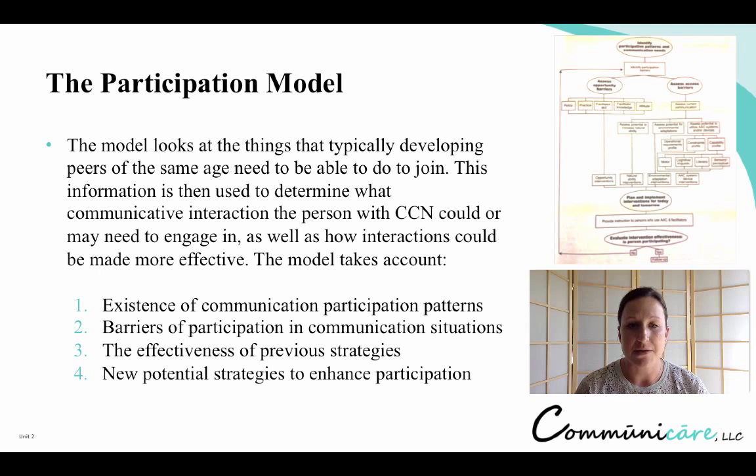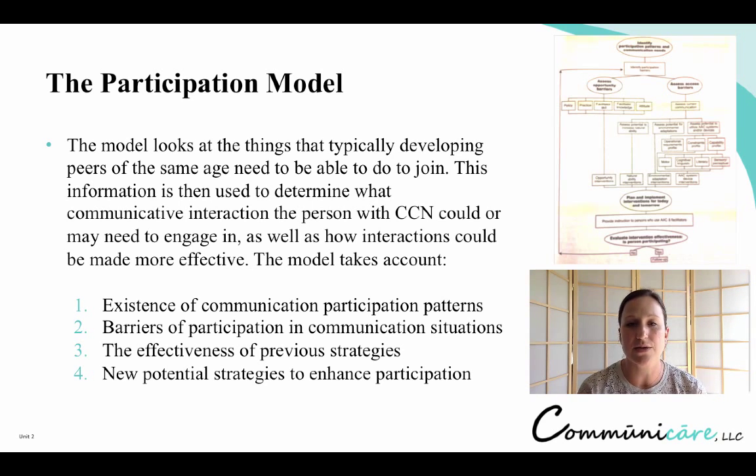So the participation model really looks at things that are typically developing and uses that as a guide to determine what an individual can or cannot participate in. And that really helps set the standard. So it's a comparison of what are other individuals doing that individual with complex communication needs would want to do.